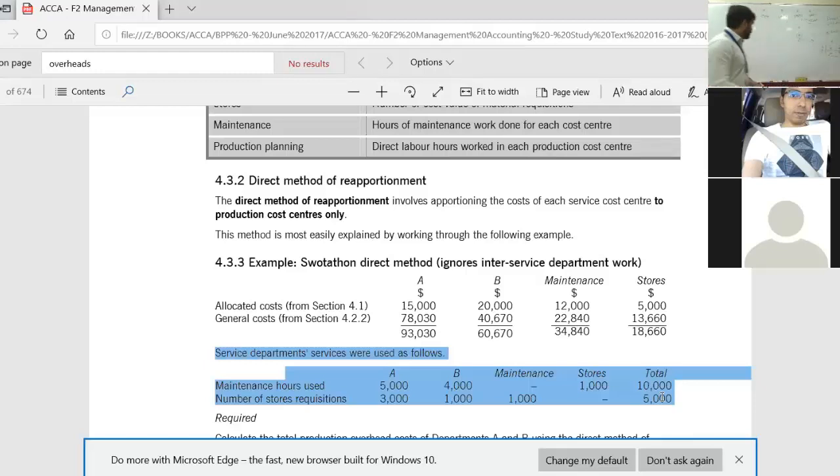Now, pay attention to this. In secondary distribution, basically we have got three ways of distribution. First is the direct method, which you know. Second one is step down, step ladder. You know this. Third one is the reciprocal method. The reciprocal method can be done in two ways. One is repeated redistribution, which you just did. This is what we started with, remember? And then here we have the simultaneous method.